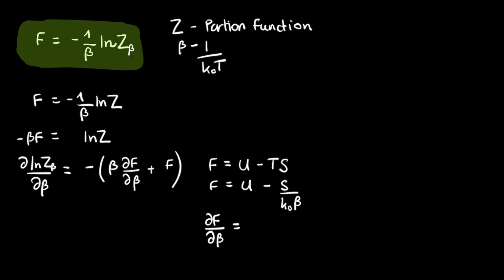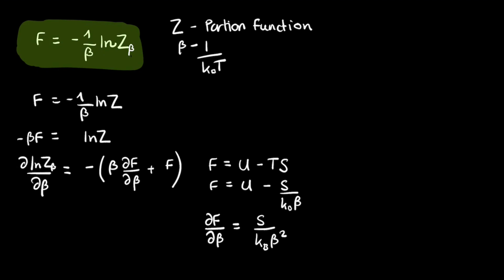So that is going to be, well, we've got a minus something over beta, so that's going to go to a plus the same thing over beta squared. Oops, there shouldn't be a subscript there. That should be a B, not a beta. All right, so that is dF by d beta, and we have F in terms of beta.